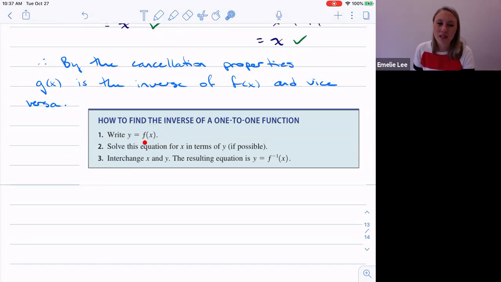So y equals f of x is typically how we can just read f of x. And then you're going to solve this equation for x in terms of y. So you're going to shift this whole equation and just solve for x, right? And then in the end, you're going to have x on one side and y's on the other side. And then what you're going to do is interchange x and y. And then the resulting equation is y equals the f inverse of x. Okay.